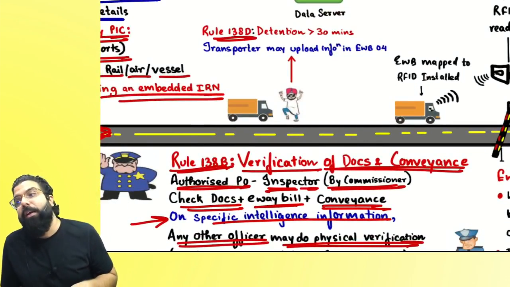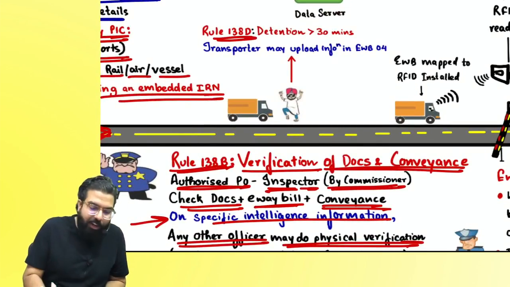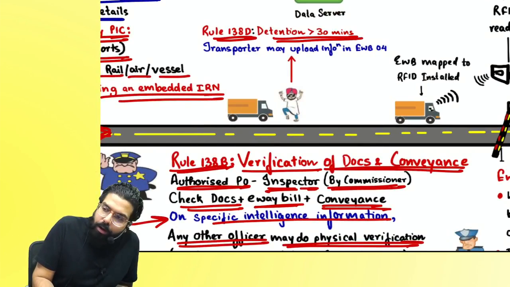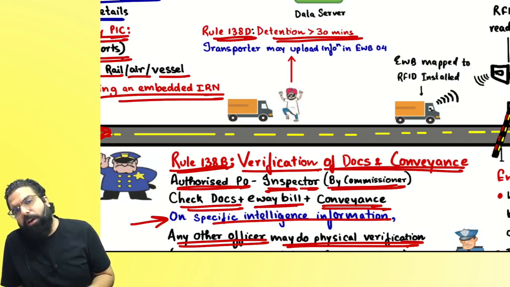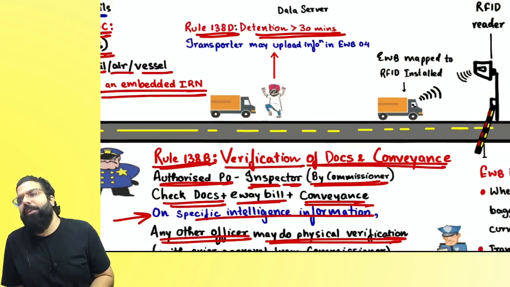Rule number 138D says that if your detention is more than 30 minutes, then you can go online and inform the government about your detention, that sir, I am being detained for more than 30 minutes. The transporter can inform the government by filing EWB 04.